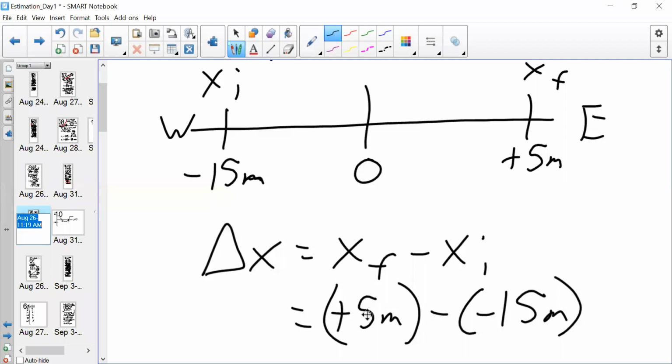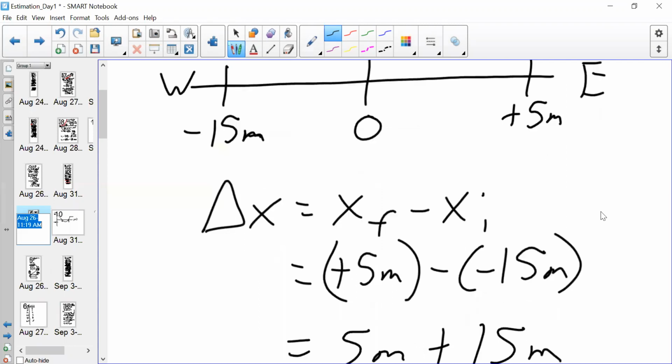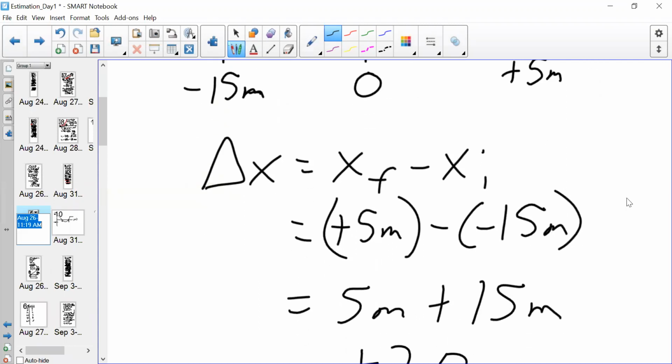Final position is plus 5 because I'm 5 meters to the east of my origin, or in the easterly direction. So all things over here are plus. Minus 15 because I start at negative 15. So I don't do 5 minus 15. I do the actual position, because the position is that number and its sign.